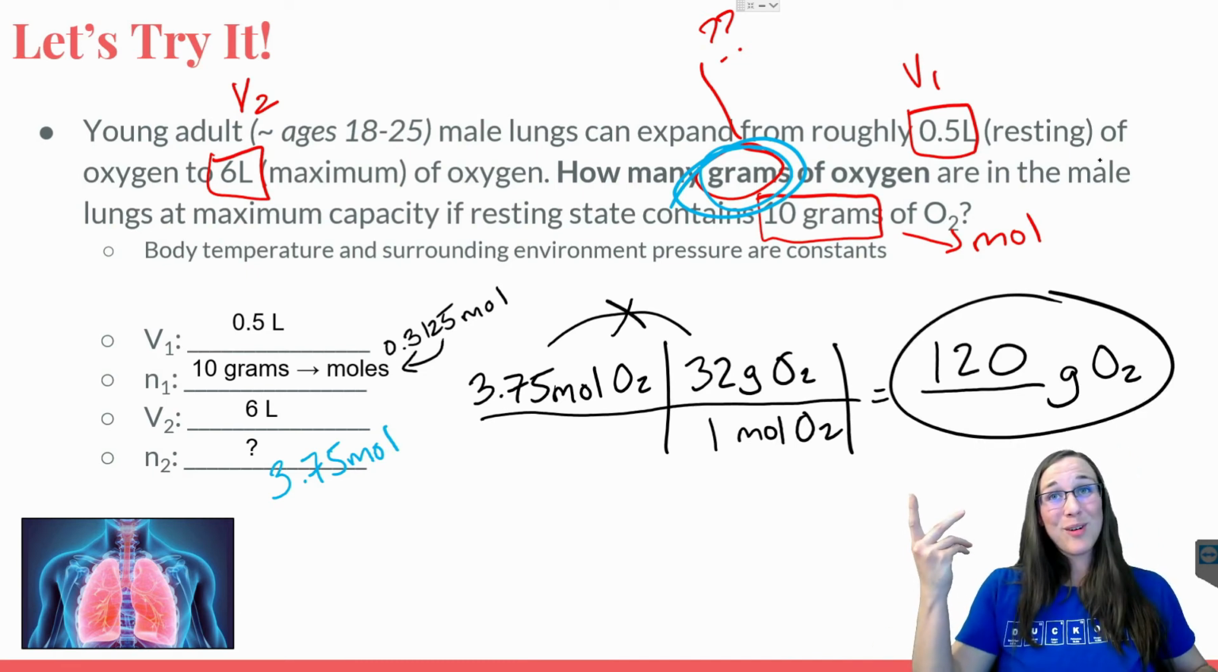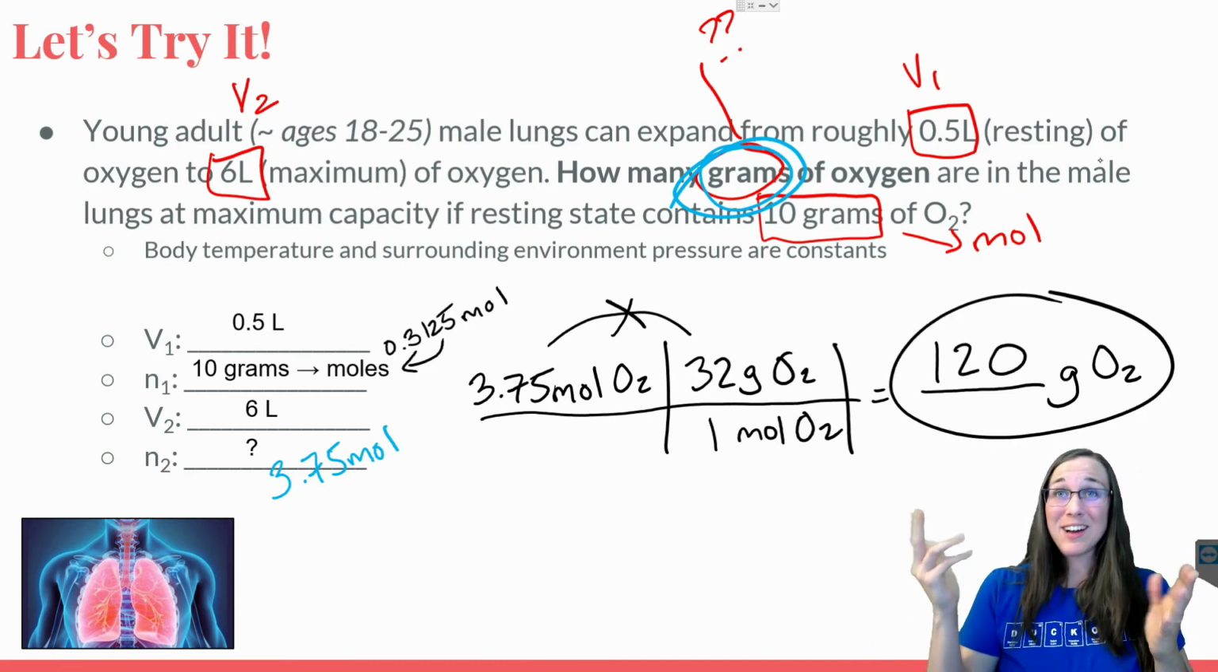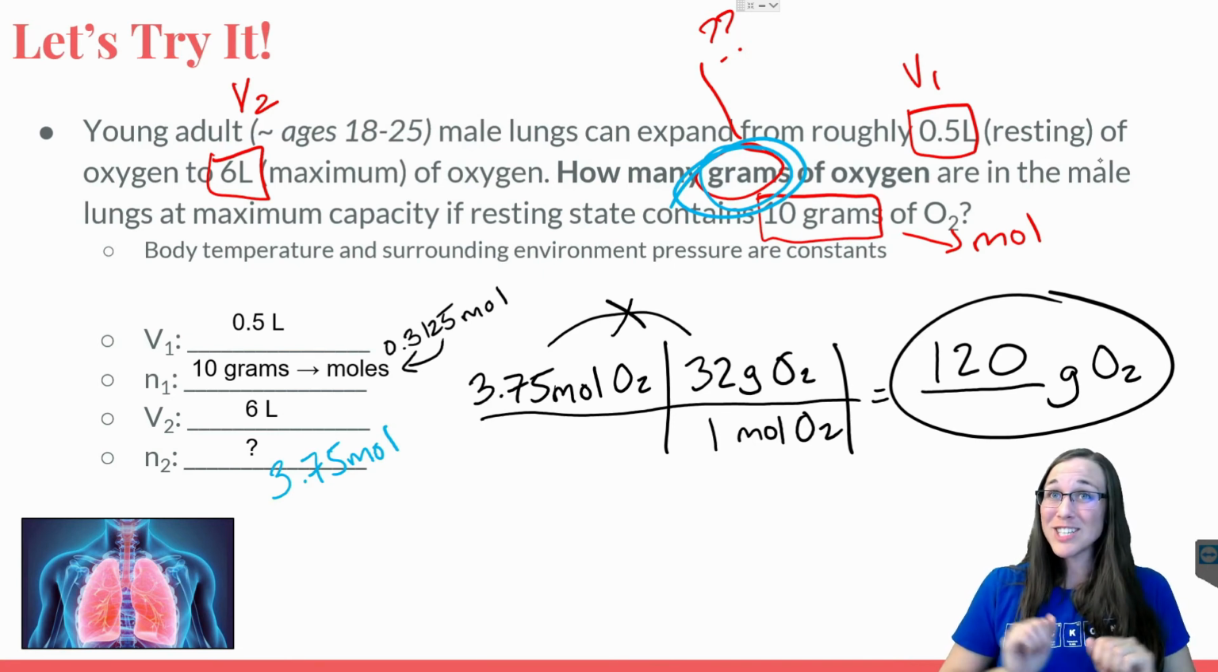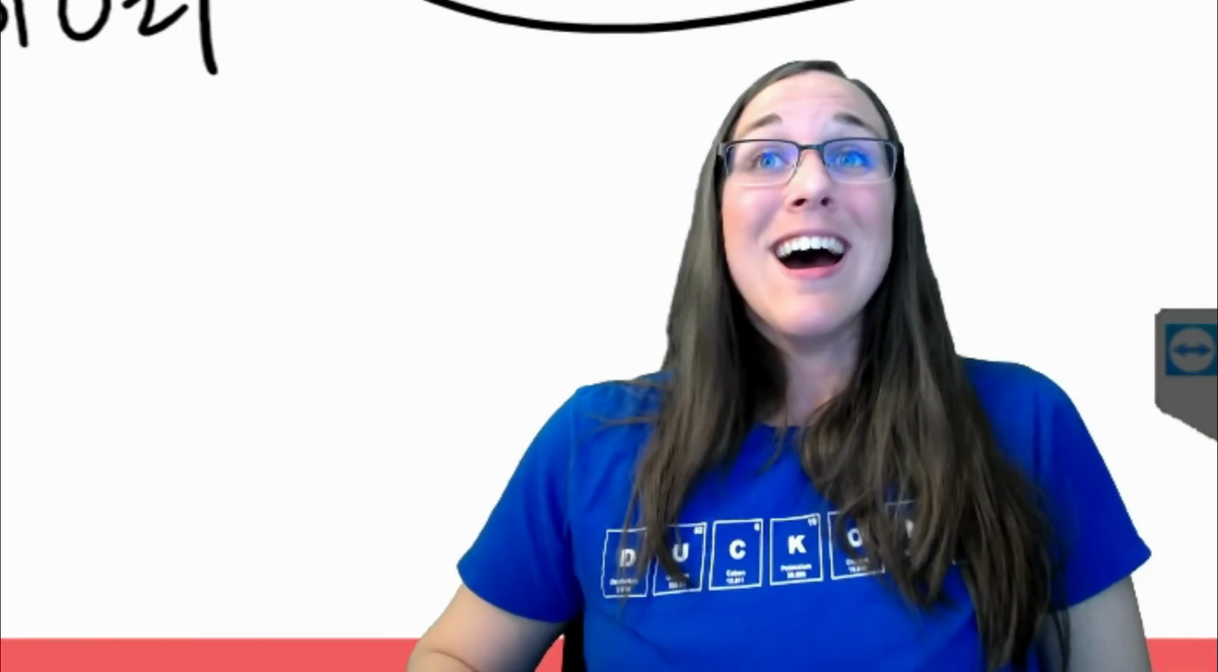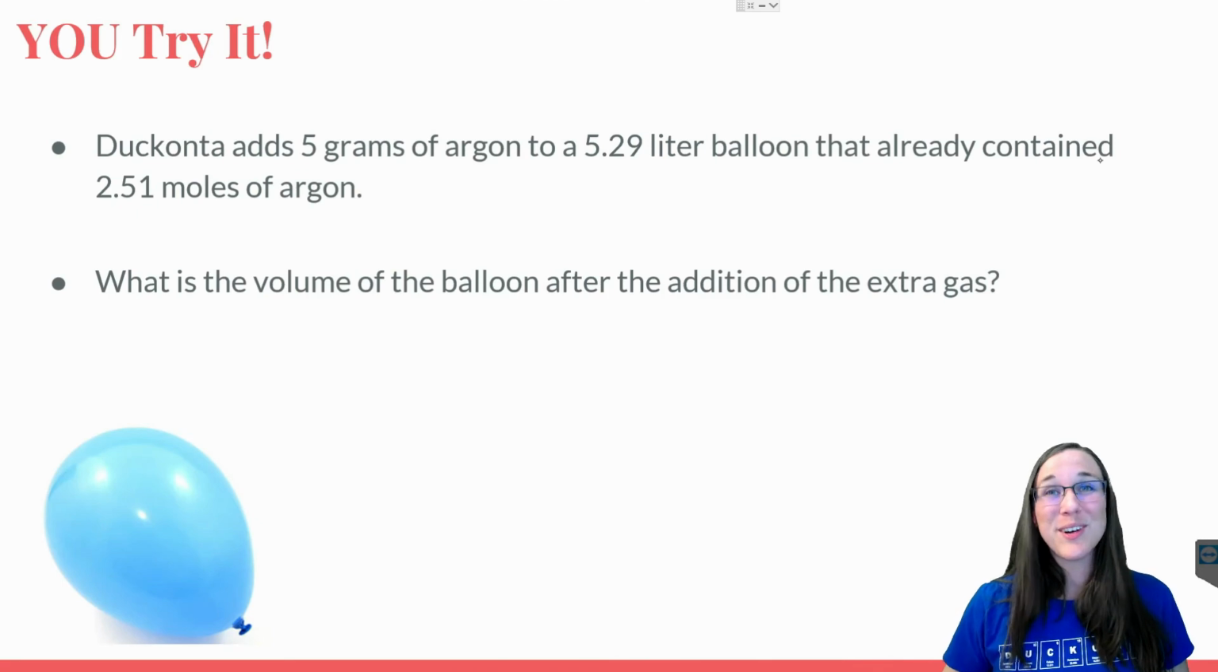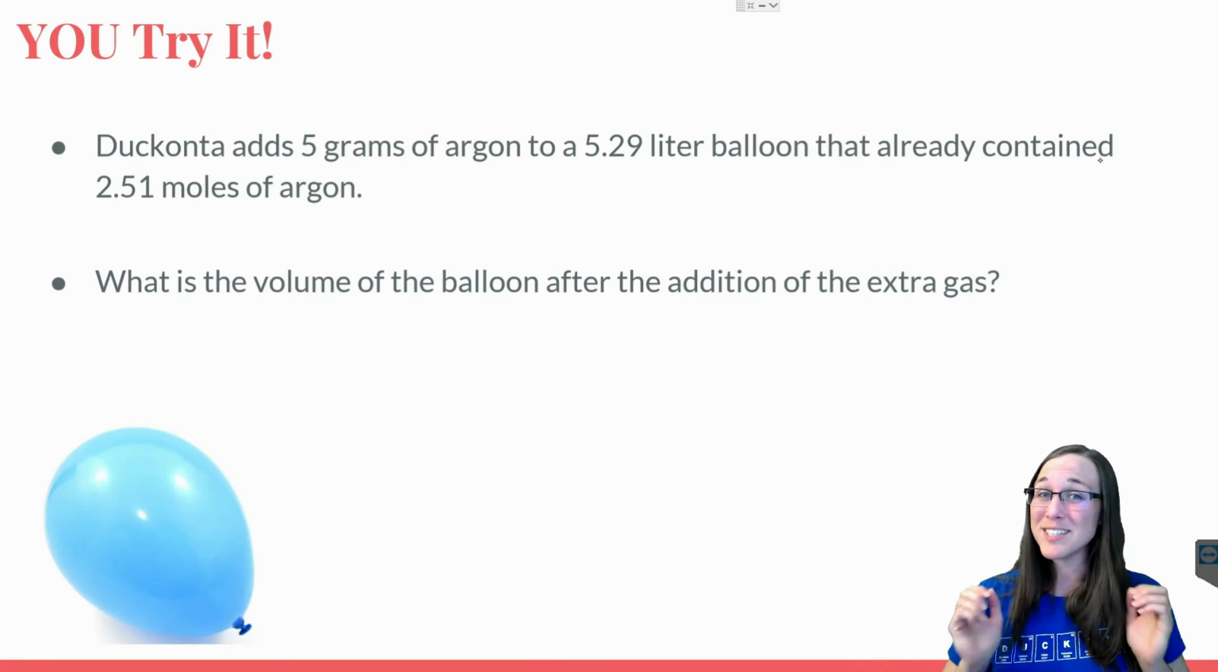And there you have it, folks. At max capacity, a young male can hold 120 grams of oxygen in their lungs. Now it's your turn. Go ahead and pause the video here and see if you can solve this gas law problem all on your own. Ready, go.